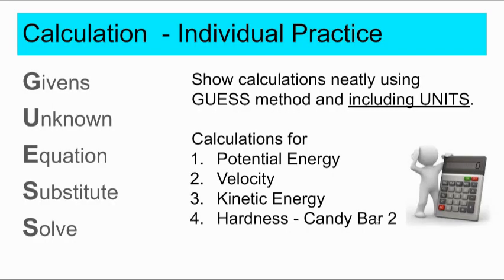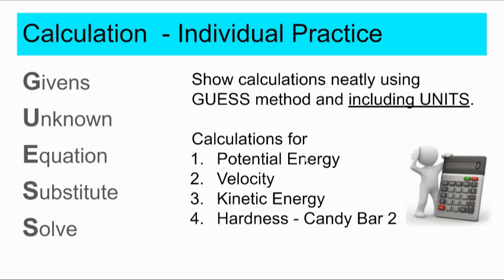All right, there's some individual practice problems posted on Schoology. I would strongly encourage you to do those 2 practice problems using the GUESS method. Make sure you're identifying your givens, your unknown, your equation, substituting both the number and units in so that you can check to make sure units cancel properly, and then solving the problem. Make sure to include units. They are super important in the scientific process. One of the key mistakes we see is people not converting to the right units before substituting in.